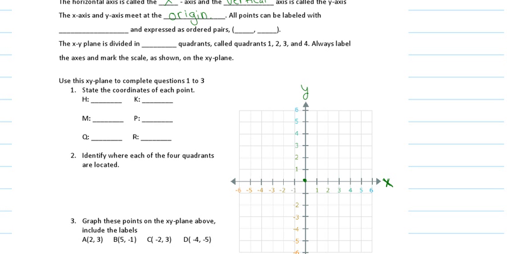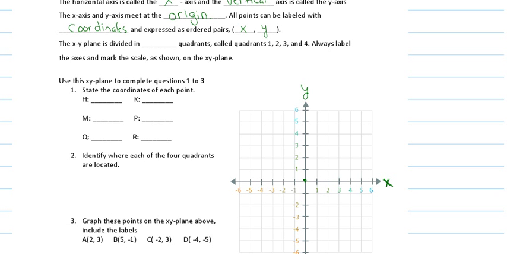All points can be labeled with coordinates and expressed as ordered pairs (x, y). So here's where I want your attention. Any point has two values, an x value and a y value. It always goes in this order, alphabetical order. You know how you name the alphabet, A, B, C, D, and so on, up to X, Y, and Z. So X is before Y. Same as when you're naming your order, X comes before Y, okay?